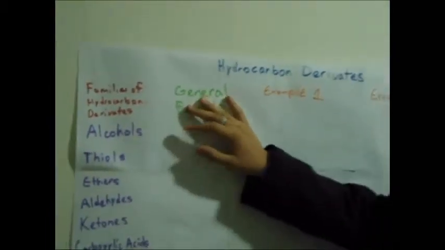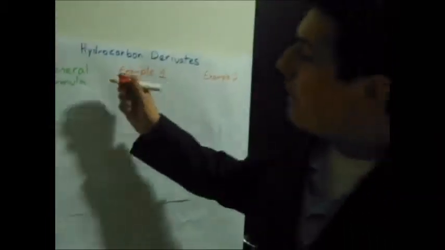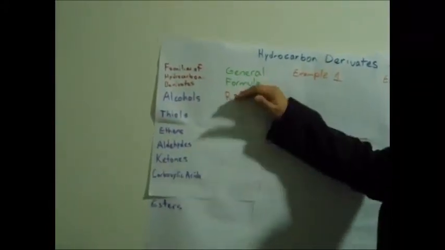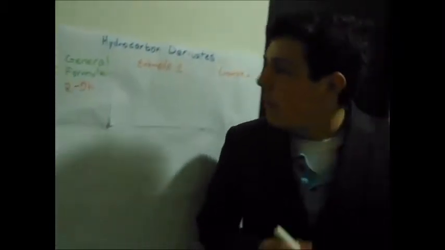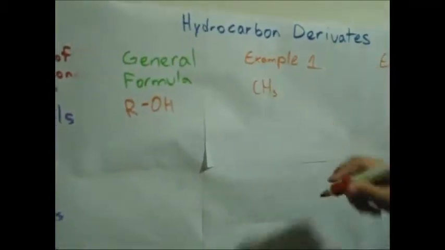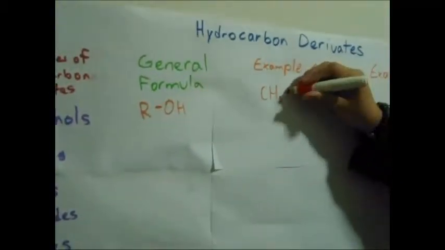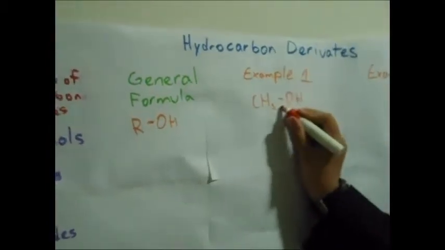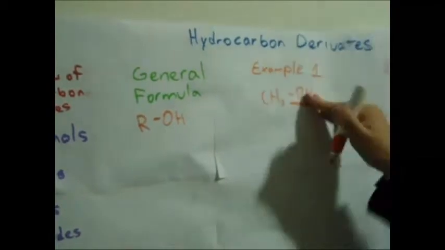The general formula of the alcohol is having an alkyl group that I'm going to represent with the letter R, and the compound in the compound of hydroxide. An example of alcohol could be methanol. That will be the methyl, CH3, combined with the hydroxide. In here, this will be the functional group, the hydroxide.